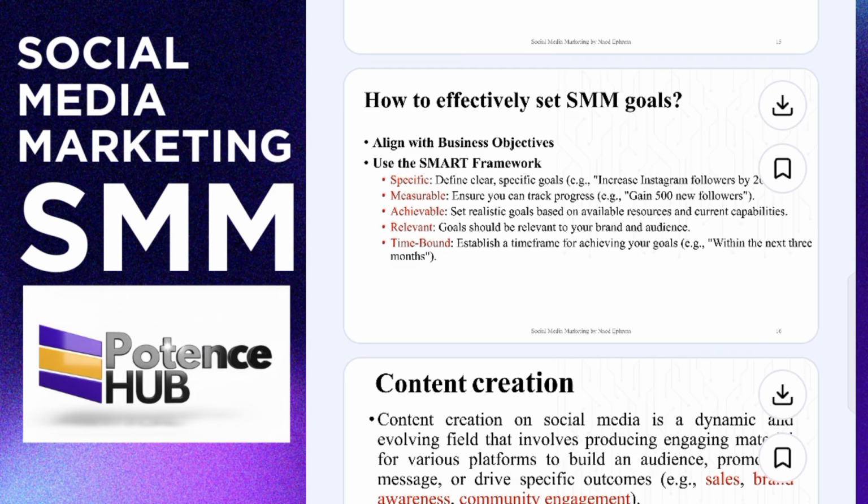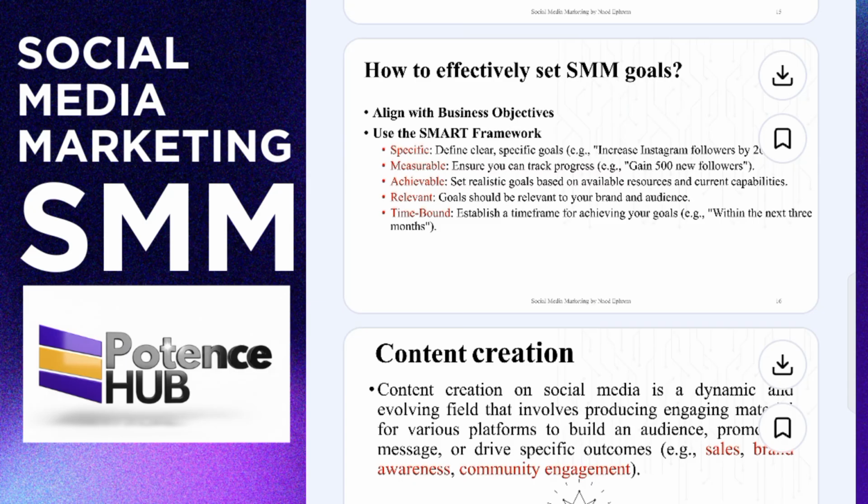Are we together now? Now, how to effectively set social media goals? Now we look at aligning with business objectives. Whatever your business objective is, or the business objective you're working with, you have to ensure that your goals align with that. Yes. Now you have to use the SMART framework. SMART stands for specific, measurable, achievable, relevant, and time-bound. Very important. So when we talk about specific, you have to pick a niche and a particular social media platform on which this is supposed to work.